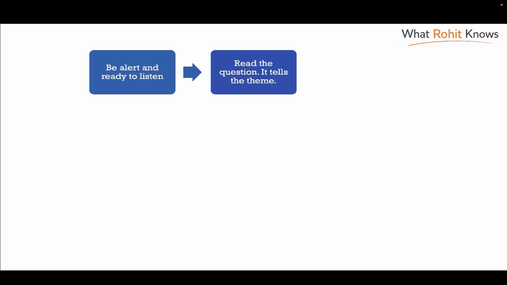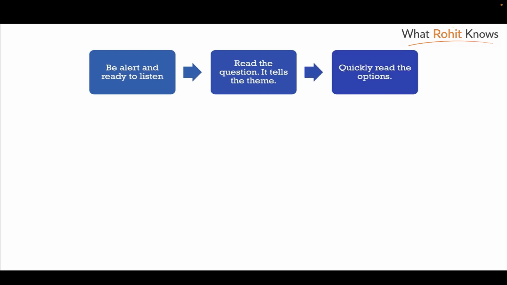The method, step by step. The very first step, be alert and ready to listen. That's important. And before the audio begins, read the question. As I said, the first sentence tells you what the theme of the audio is about. And you can quickly glance at the options as well and see which of those options are more closely related to the theme. Then you can focus on them.